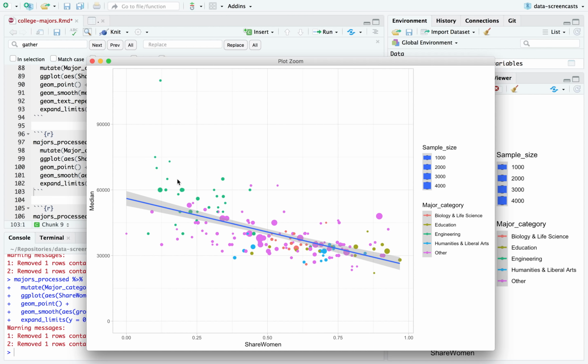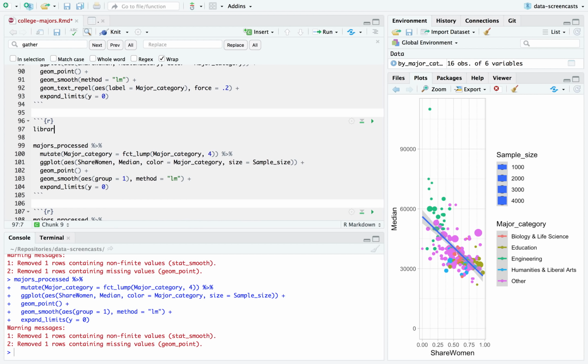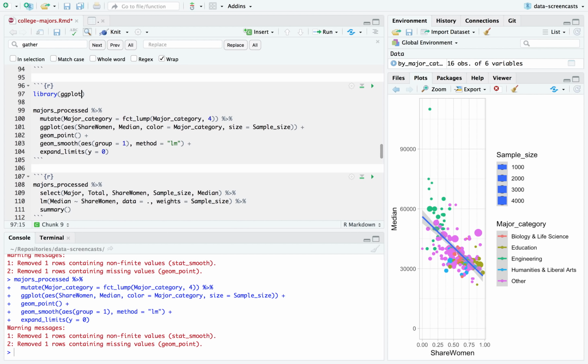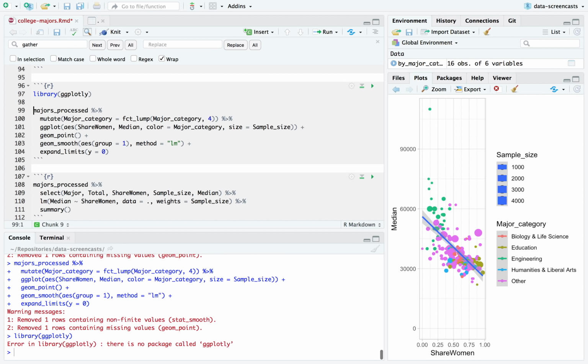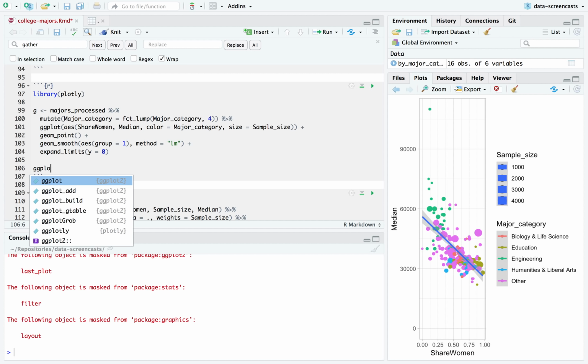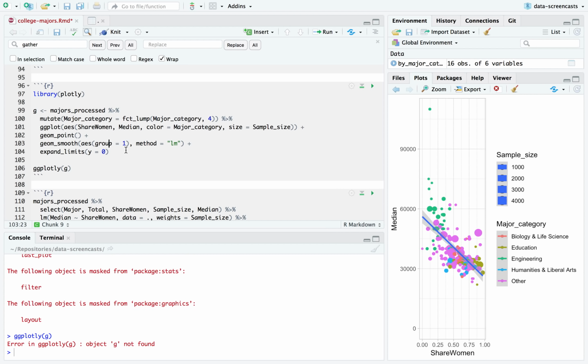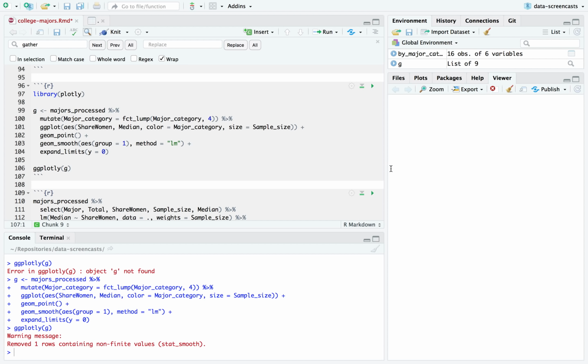You know what I would do here? I would do library Plotly. Do I have Plotly? Let's find out. Is this the right graph? This is the right one. I would do ggplotly. Oh no, it's library Plotly. There it is. I would save this, and I wouldn't in a blog post, but I would in a lot of cases. I don't really do interactive blog posts.